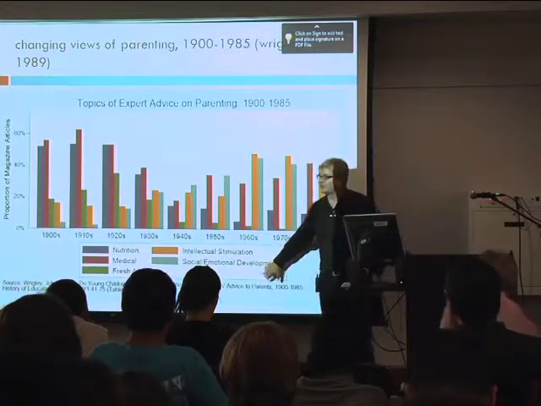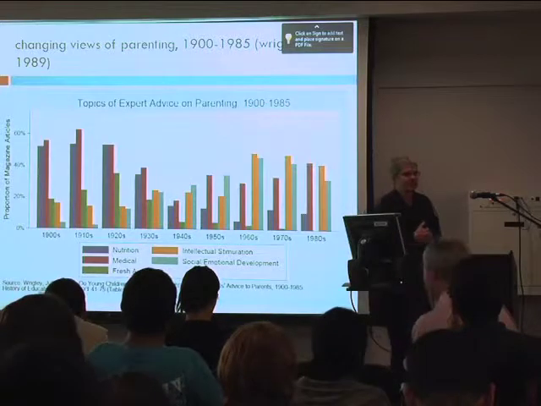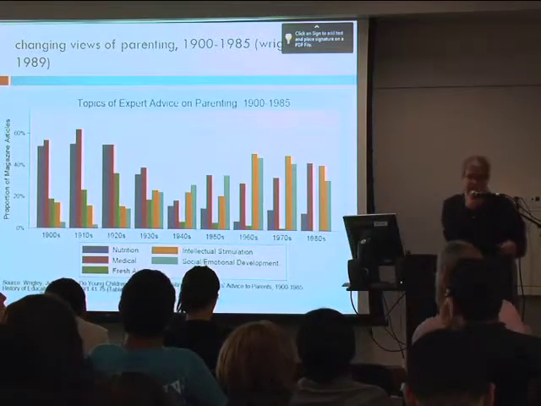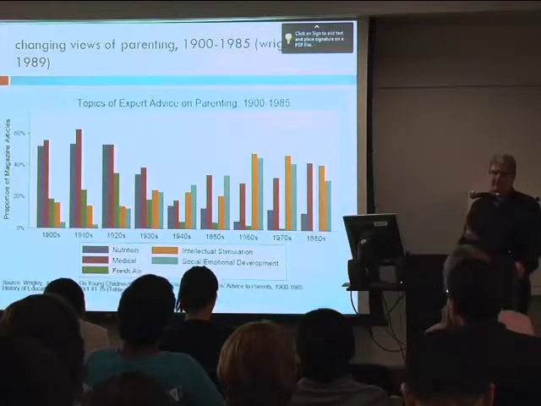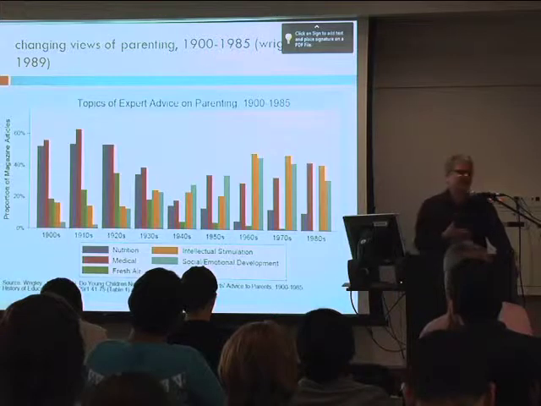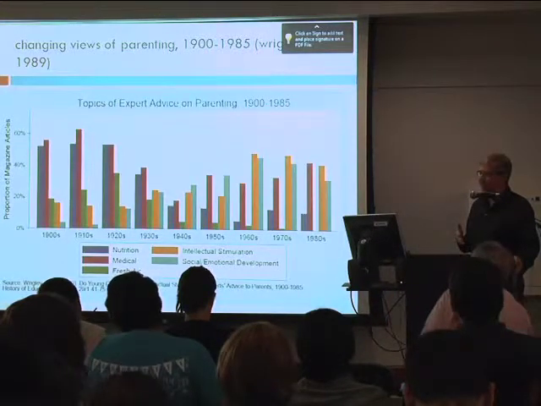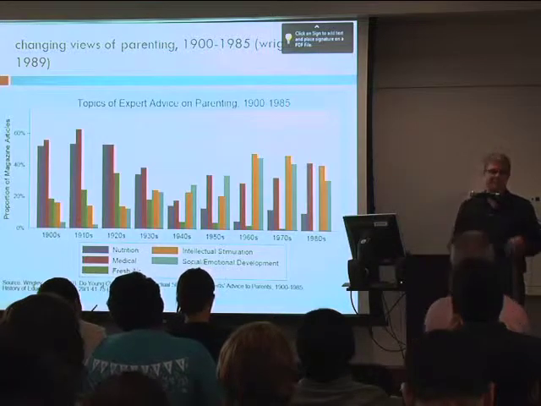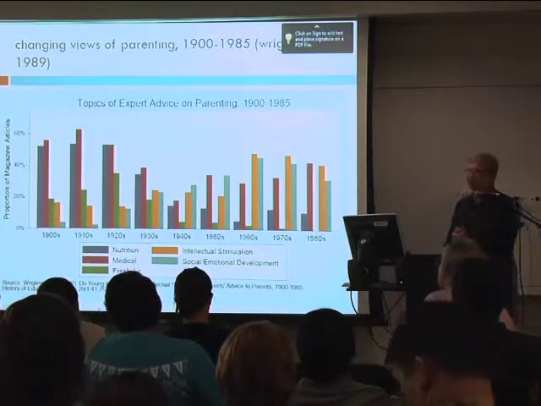Intellectual stimulation or social and emotional development. And if you look at the first half of the century, almost all the advice that experts gave to parents of young children was about nutrition and medicine and to some extent fresh air. Now, why? Well, infant mortality was non-trivial in the first third of the 20th century. Lots of kids died, and so medical advice was actually sort of right on target.